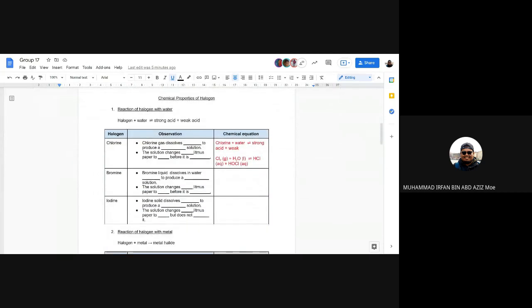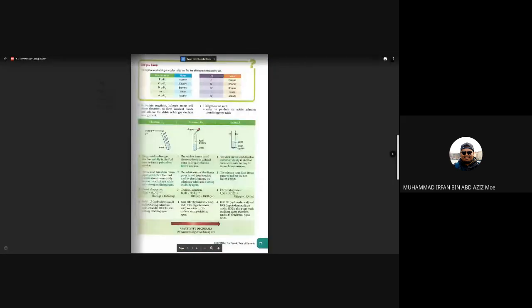Okay, basically kalau halogen ni react with water, we will produce two types of acid, strong acid and weak acid. So it will change our litmus paper. Let me show you. It will change our litmus paper from blue to red because it is acidic. The product is strong acid and weak acid.